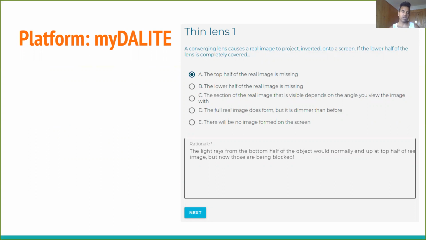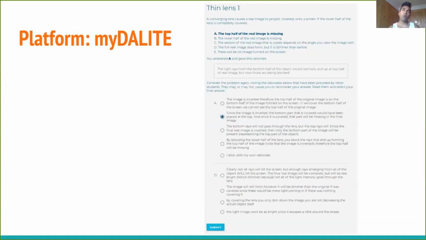You'd have a multiple choice question. Here you have 5 answer choices that go with this thin lens question. And students not only have to tell you what they think the correct answer is, but they have to write an explanation or a rationale to justify their choice. Now, on the second page, before revealing the correct answer, they're asked to reconsider.